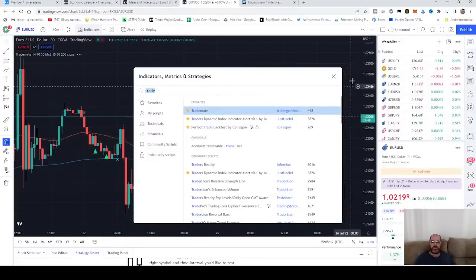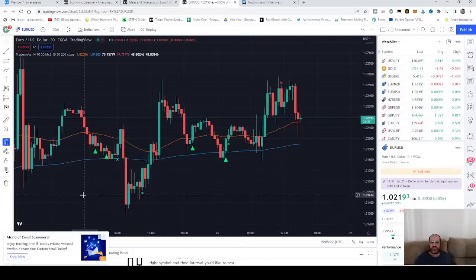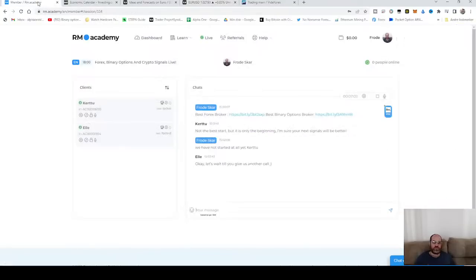So we take the TradeMate, we add that one to the chart, and like I said, it's very decent to use. So now first, let's see if there are any questions before we start.